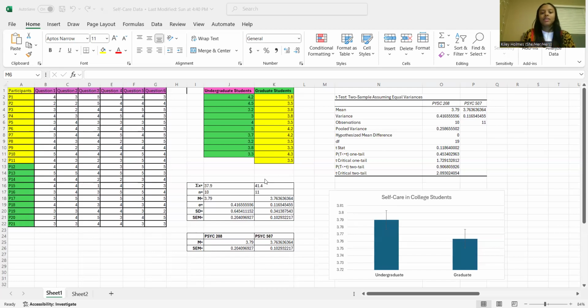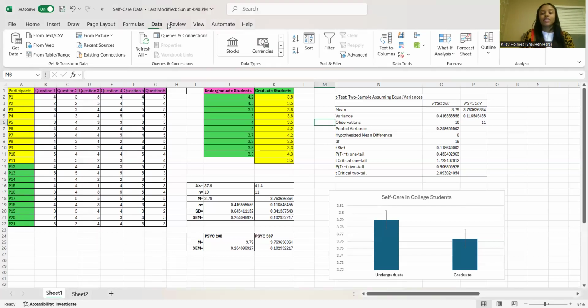We have the mean. And next, I went to my data analysis and I went to the t-test 2-sample, assuming equal variance. And I found the mean for each of them, the variance, which is like 0.4165, for example. I looked at the degrees of freedom, which was 19. There was the t-stat, which was 0.118.